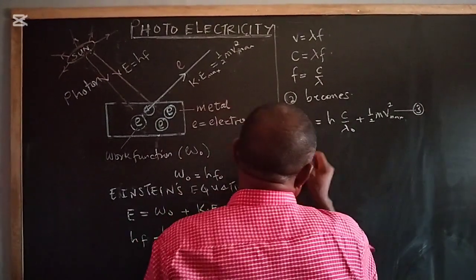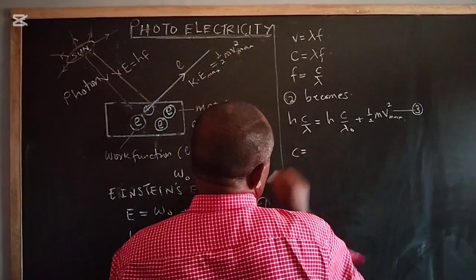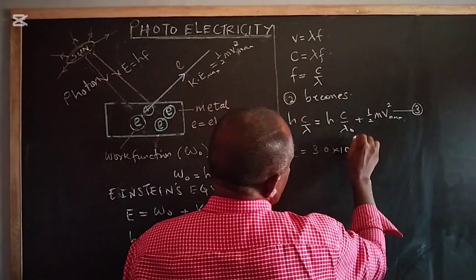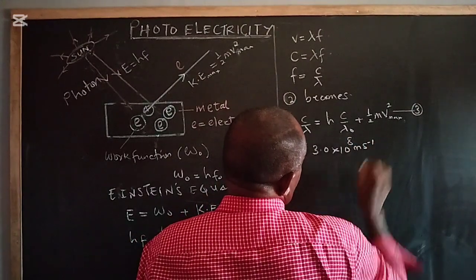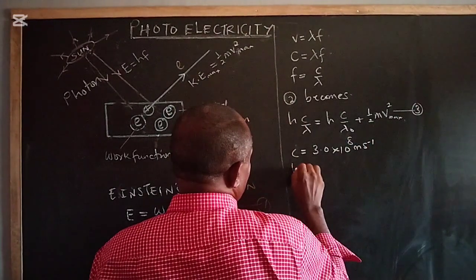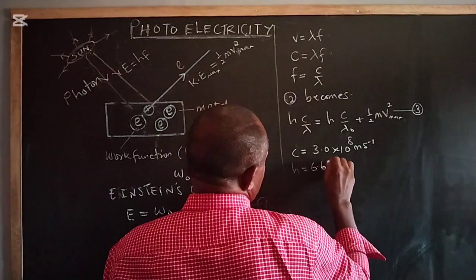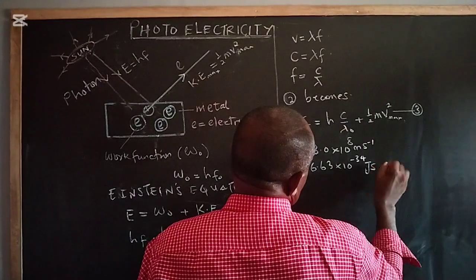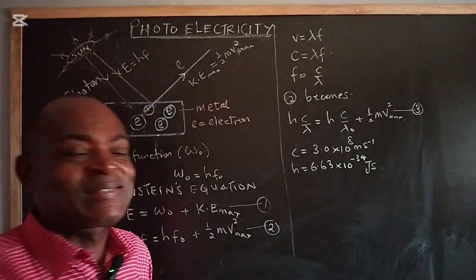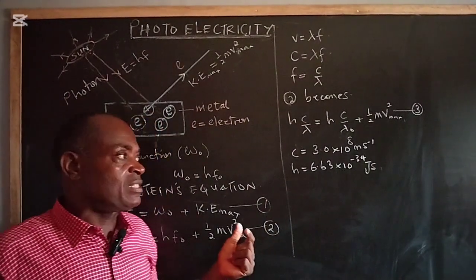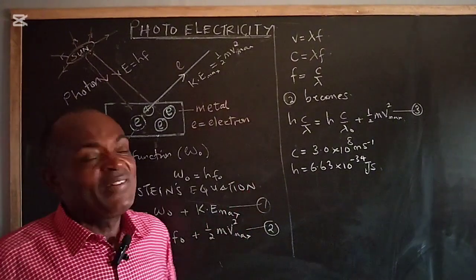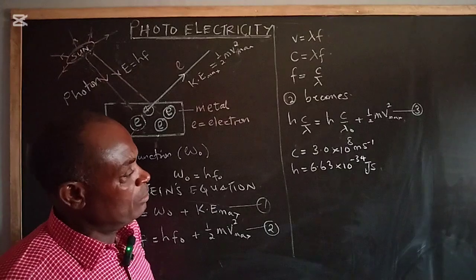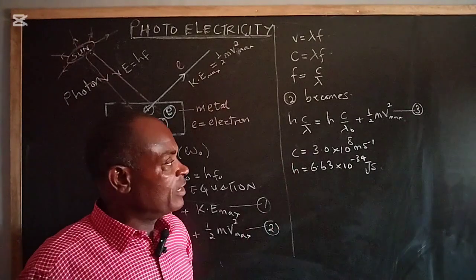Now c is a constant. Experiment has shown that the value of c is 3.0 times 10 raised to power 8 meters per second. And then Planck's constant, the value is 6.63 times 10 raised to power minus 34 joules second. So those are the constants in the equations. Of course, they would have provided them in brackets when they want you to solve questions. They will provide the values for the constants.